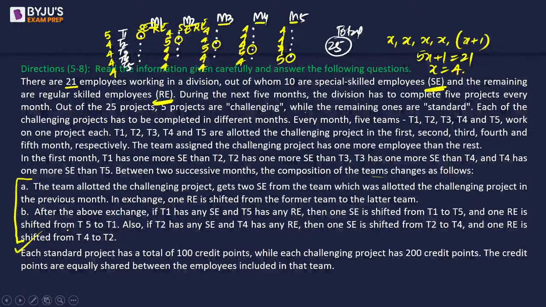The credit points are equally shared between the employees included in that team. So if 4 people are working on a standard project for a particular team and there are 100 credit points, and suppose they get 100, so each one will be getting 25. And if we talk about the challenging project, which has 200 credit points, and since 5 employees are working on it, suppose they get 200 credit points, so each one will get 40, 200 by 5.